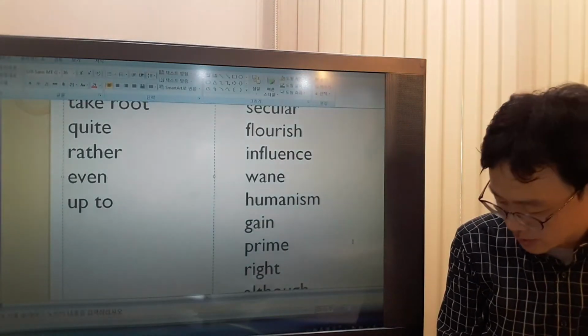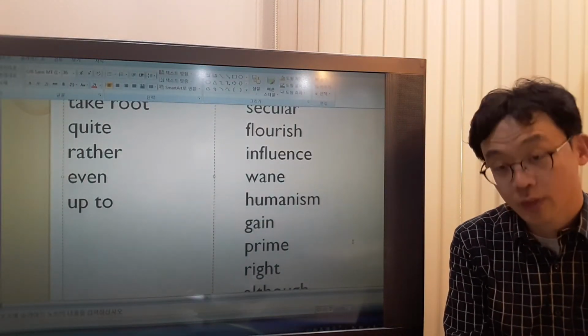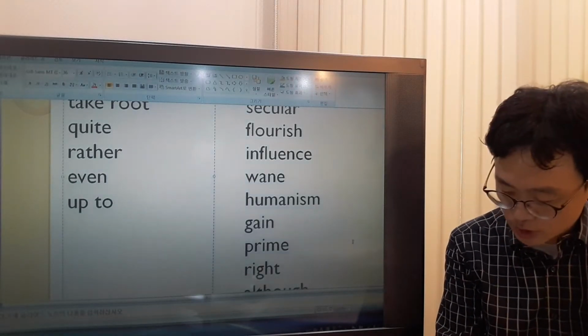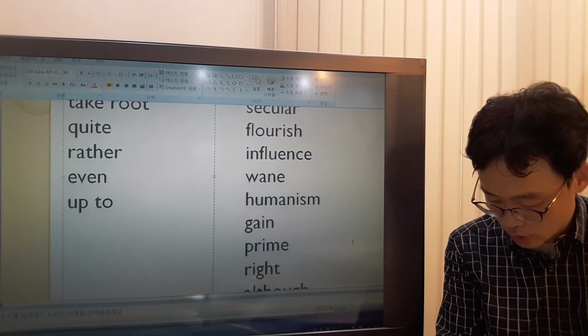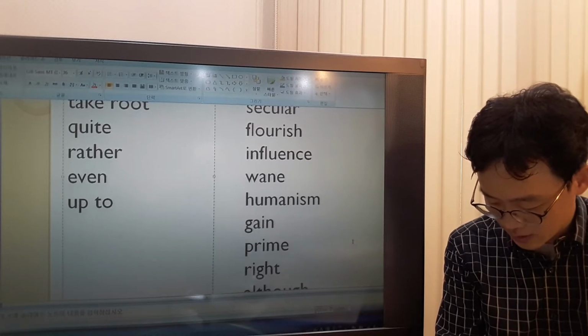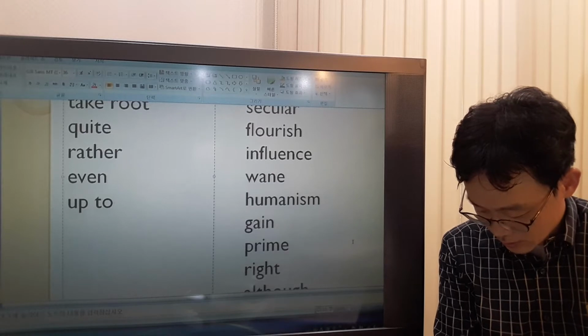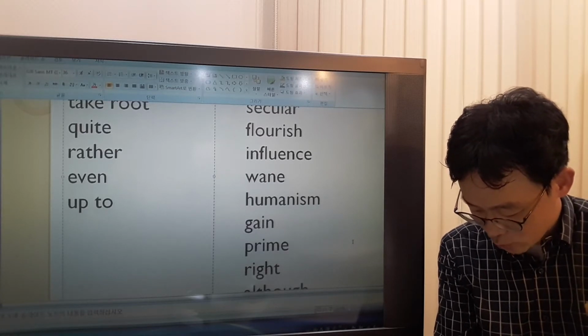Okay, up till here. What is this part about? It was about the third factor which helped spread the ideas in Northern Europe. The third factor was what? The decline of feudalism. Okay. So it's explaining what it did.